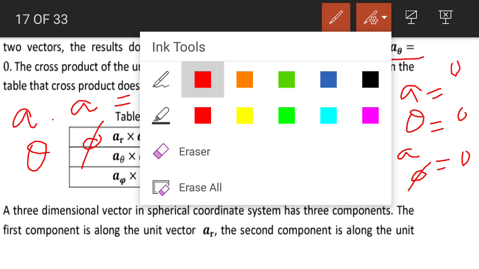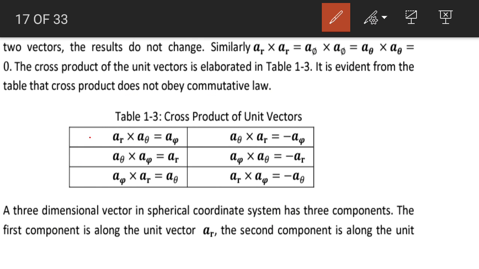Well, aR cross aθ will be equal to aφ. You guys can find out the unit vector aφ with the help of the right hand rule. Apply the right hand rule and you can find the direction of the resultant unit vector. Similarly, aθ cross aφ will be equal to aR, and aφ cross aR will be equal to aθ.